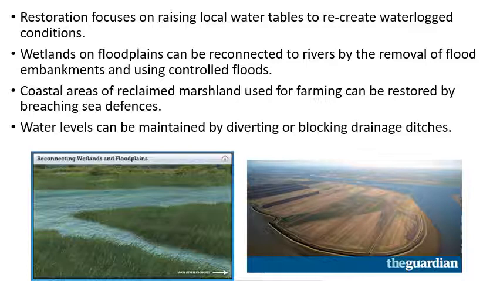So when you restore a wetland, what you have to do is bring the water table back to close to or at the surface to recreate the waterlogged conditions that you drained initially. So you can reconnect the area to a river by taking out any flood embankments or management strategies that you've put in place to drain that land. Or you can take away the sea defences and let the sea reclaim in the case of salt marshes. You can put channels in to divert the water. You can block any sort of drainage ditches that you might have put in to bring that waterlogged condition back to the land.